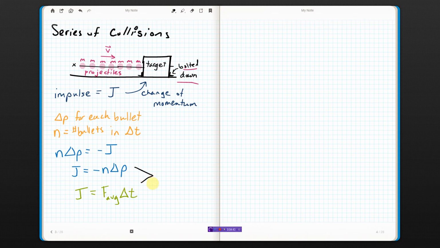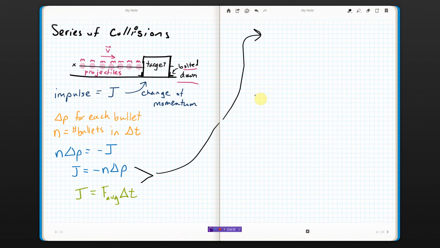Okay, if I put these two together, and I'm going to move on to the next page here, what I get is negative N delta P, where delta P is the change in momentum of every single bullet, equals the average force exerted on the target. So if you were the target, basically this is what you'd kind of feel at any given moment, times the time interval.